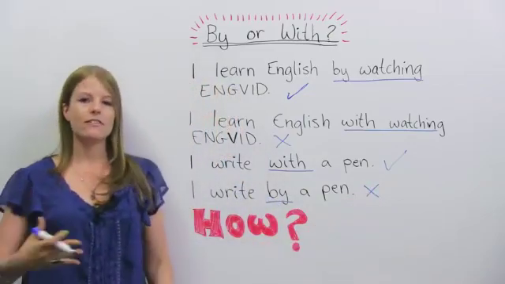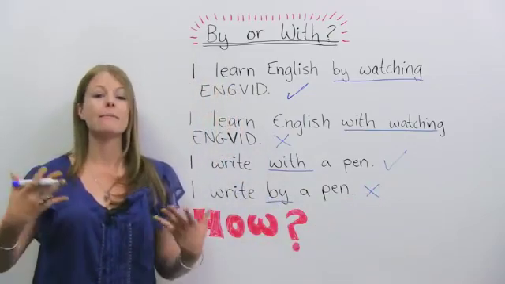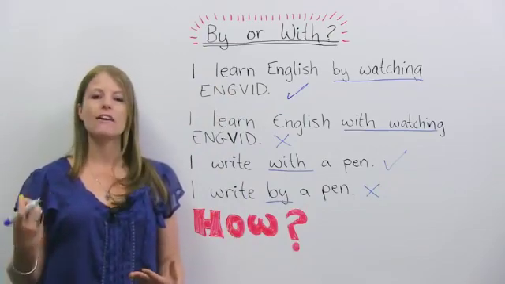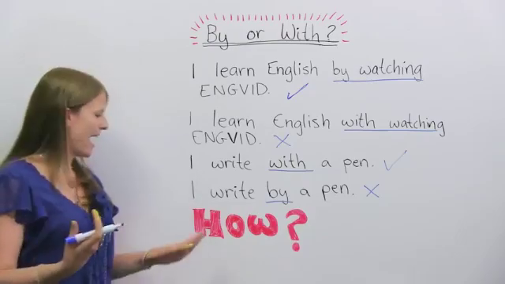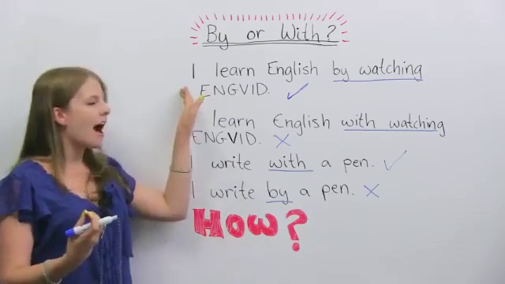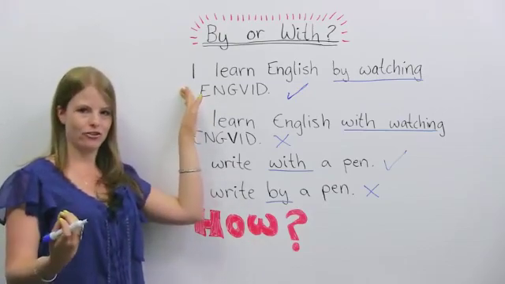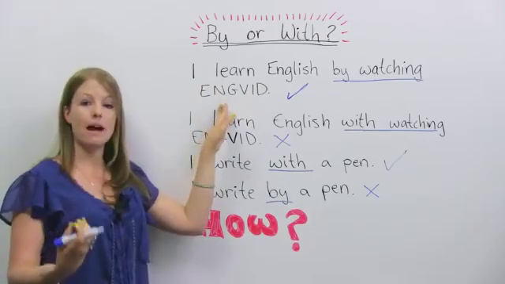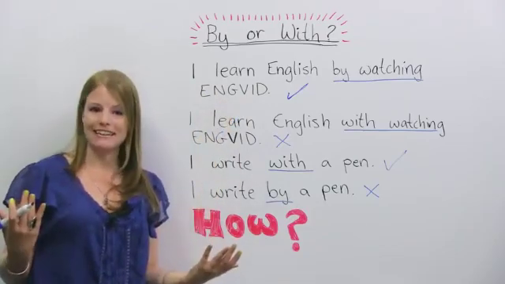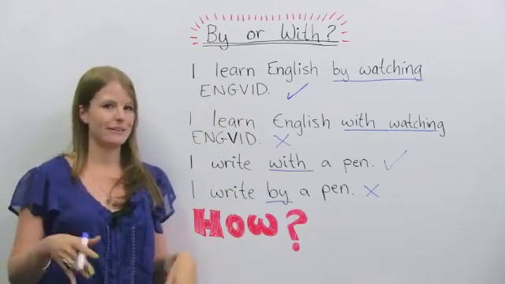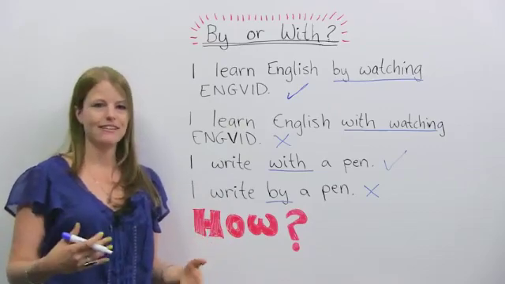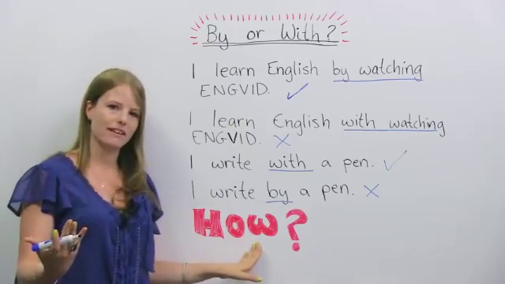So before we talk about some of the differences, let's talk about the similarities. How are by and with the same? Well, they both answer the question how. How do you learn English? I learn English by watching Engvid. I learn English by reading my dictionary every night. That's probably not a good idea, but I learn English by talking to people. Okay, so that's answering how you do something.